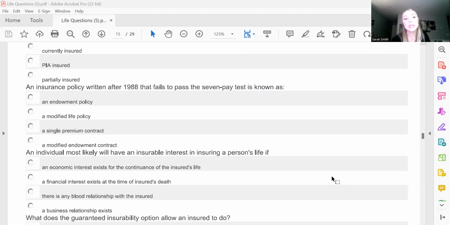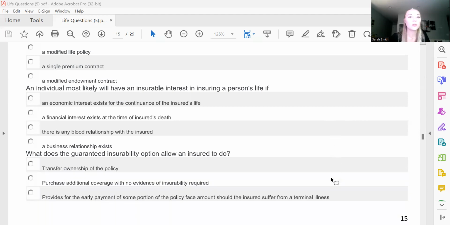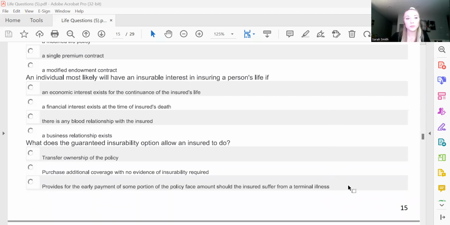And this is going to be D, a MEC, or a modified endowment contract. An individual most likely will have an insurable interest in insuring a person's life if... okay, and this is going to be A. An economic interest exists for the continuance of the insured's life.